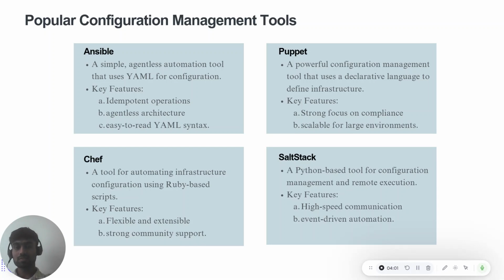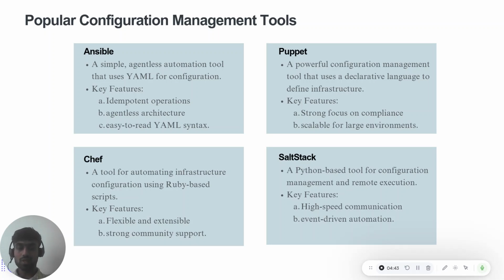Then there is Puppet. It is also a powerful configuration management tool which uses a declarative language to define infrastructure. Some key features of Puppet are that it has a strong focus on compliance, and it is very scalable for large environments. Then there is Chef. It is a tool for automating infrastructure configuration using Ruby-based scripts. As we can see, each of these tools uses a certain language. Key features of Chef are that it is flexible and extensible, and it has strong community support.